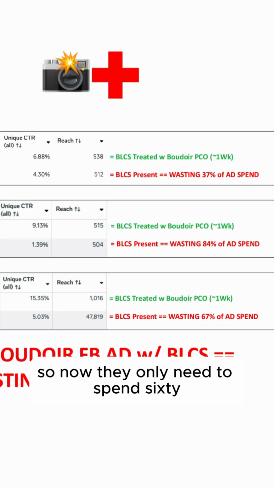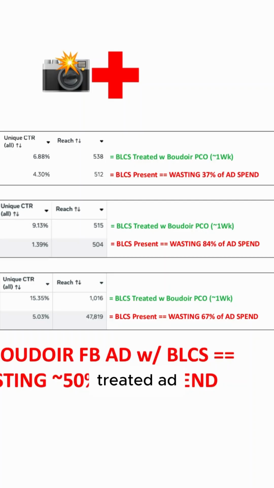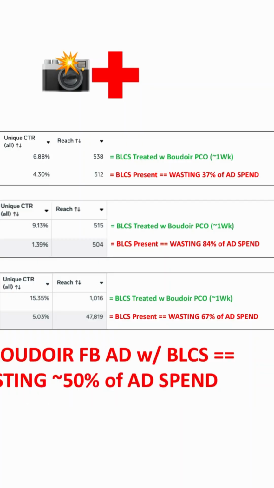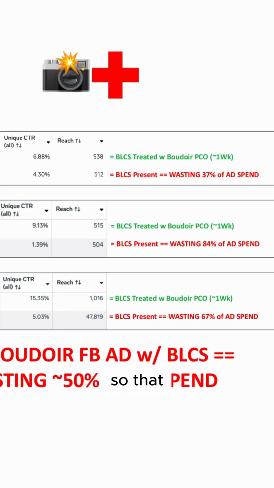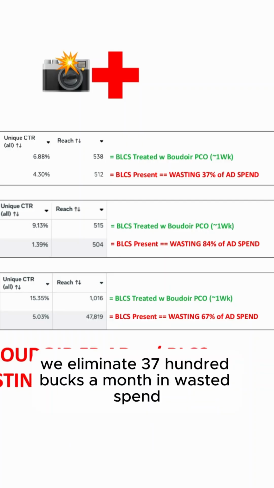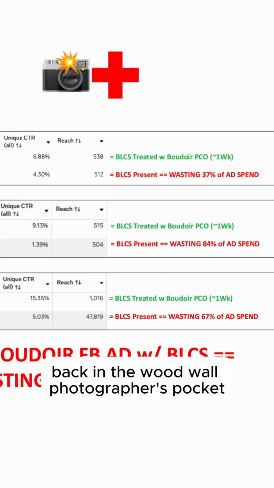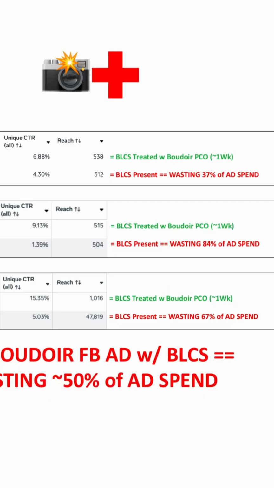So now they only need to spend 6,300 bucks a month with the Boudoir PCO treated ad to get their ad into the same number of women's brains in both scenarios. So we eliminate 3,700 bucks a month in wasted spend, back in the business owner's pocket, back in the Boudoir photographer's pocket. That's like a 40K bonus over 12 months.